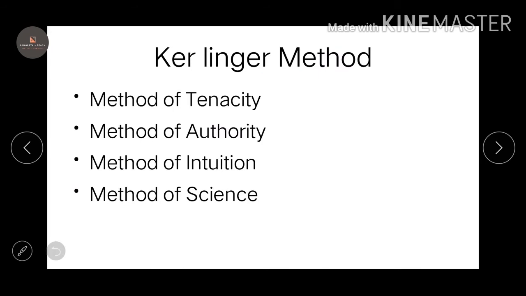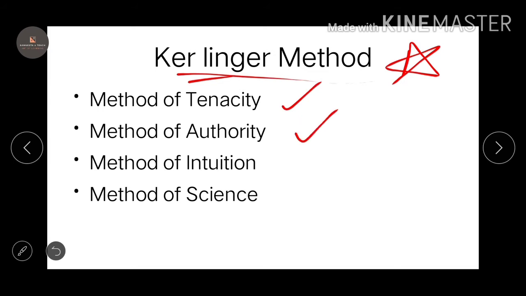Okay, simple. Coming to the Kerlinger method, which is very, very important. In this method, we will have 4 approaches according to Kerlinger. He said the 4 approaches are method of tenacity, method of authority, method of intuition, and method of science. So these are the 4 approaches from Kerlinger's method.